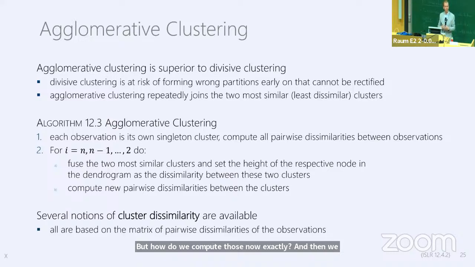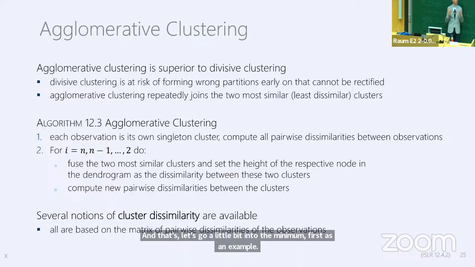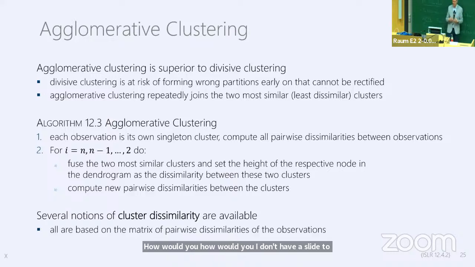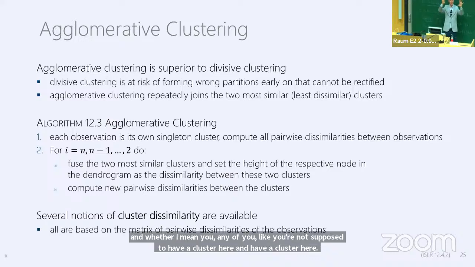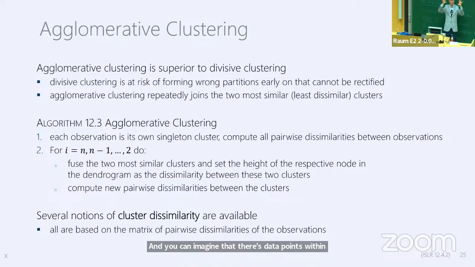You said minimum and maximum, right? Let's go a little bit into the minimum first as an example. I don't have a slide to really illustrate it that well. How would you picture this? And when I say you, I mean any of you. Suppose I have a cluster here and a cluster here, and you can imagine that there are data points within. If we now go for minimum distance, how would you define the distance between these 2 clusters? It's not a trick question. I just want to put it visually.